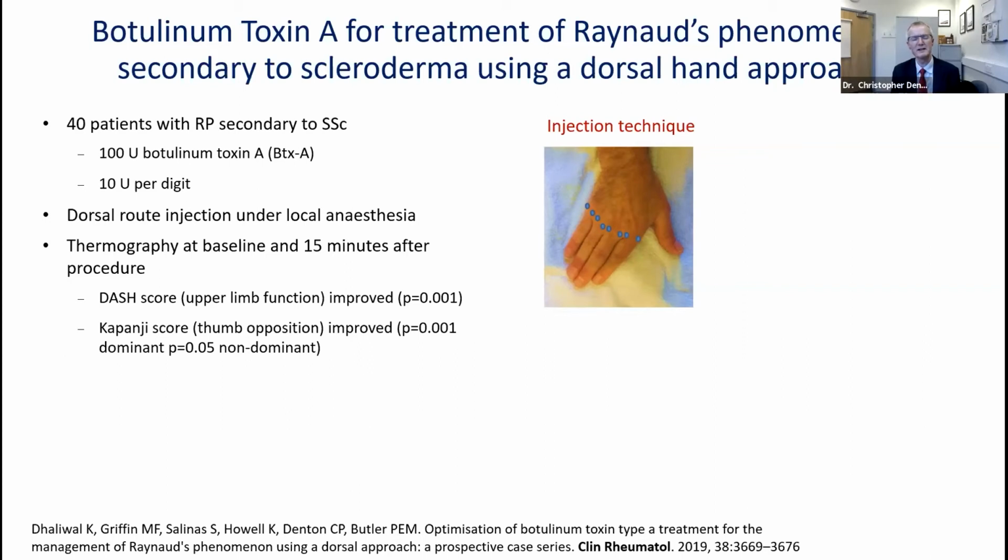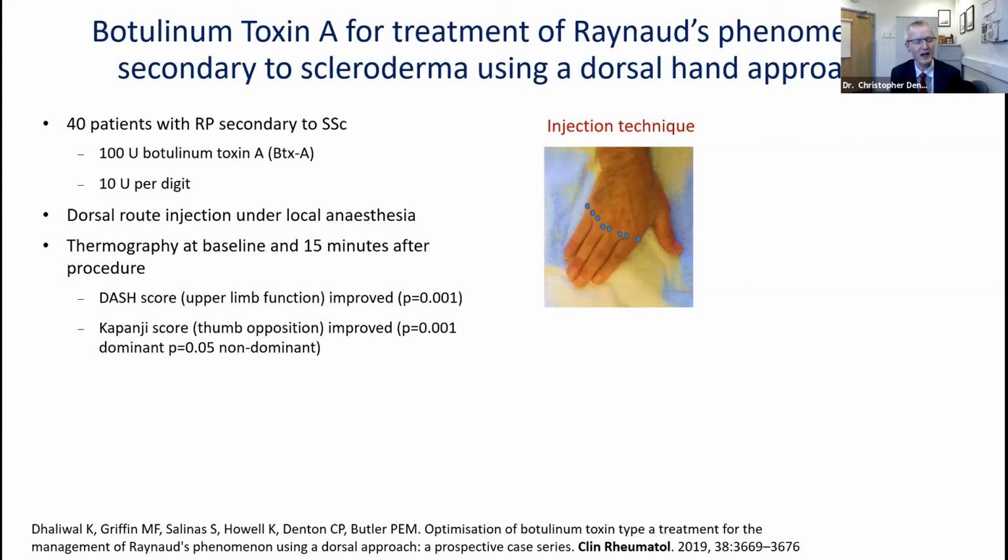So what our plastic surgeons have been piloting is a dorsal approach, which is shown here, where you actually use ultrasound guidance to localize the neurovascular bundles, and you can then do your perineural injection of botulinum toxin from a dorsal approach under local anesthesia, and it can be done in the clinic or as a day case in a much less invasive way. So again, we've been trying to build up our experience with this.